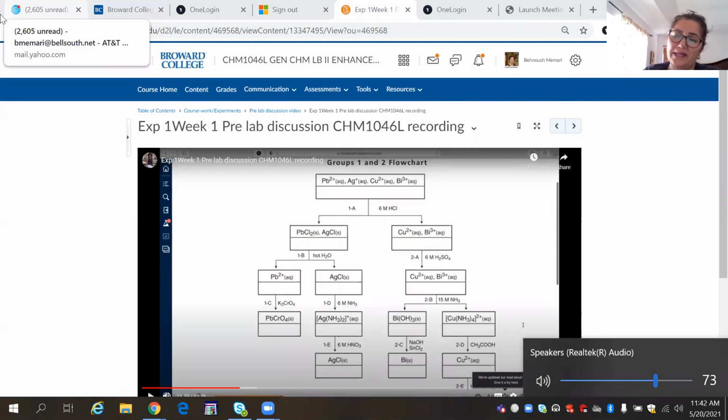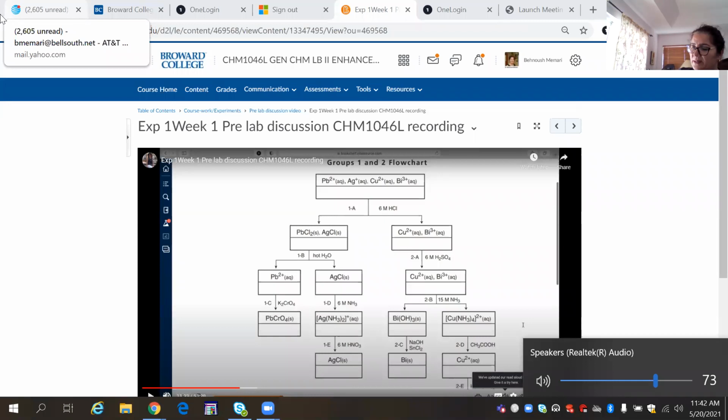The sample that I posted is a good sample, but it's not perfect. And you don't have to do that much for the conclusion. One paragraph is good enough. So we just list the ions? I'm a little confused. Let me put it this way.